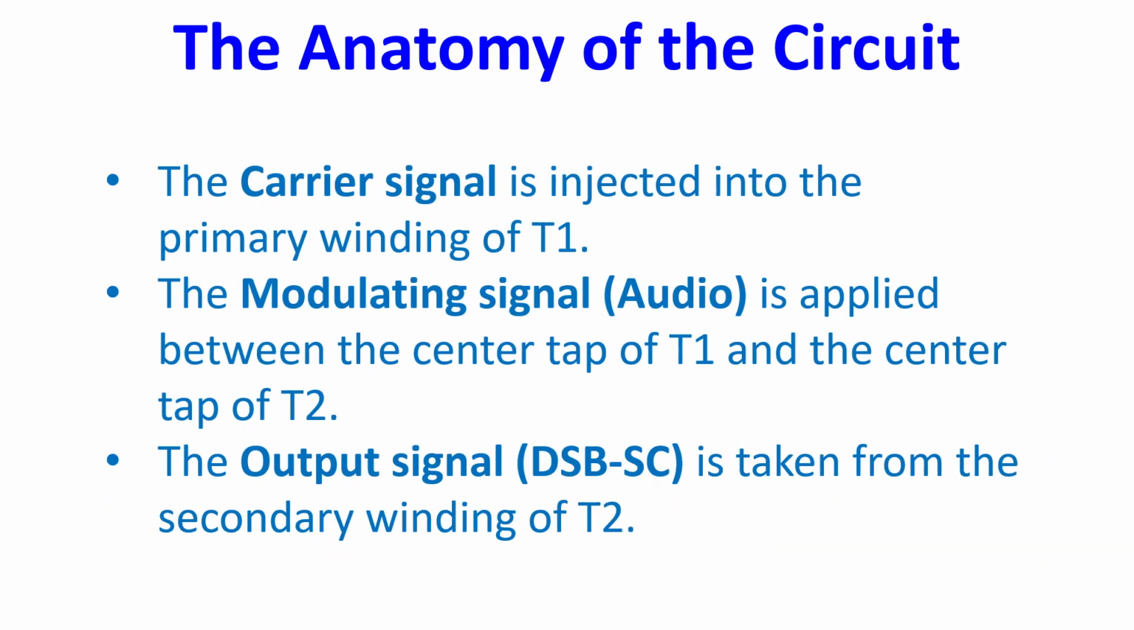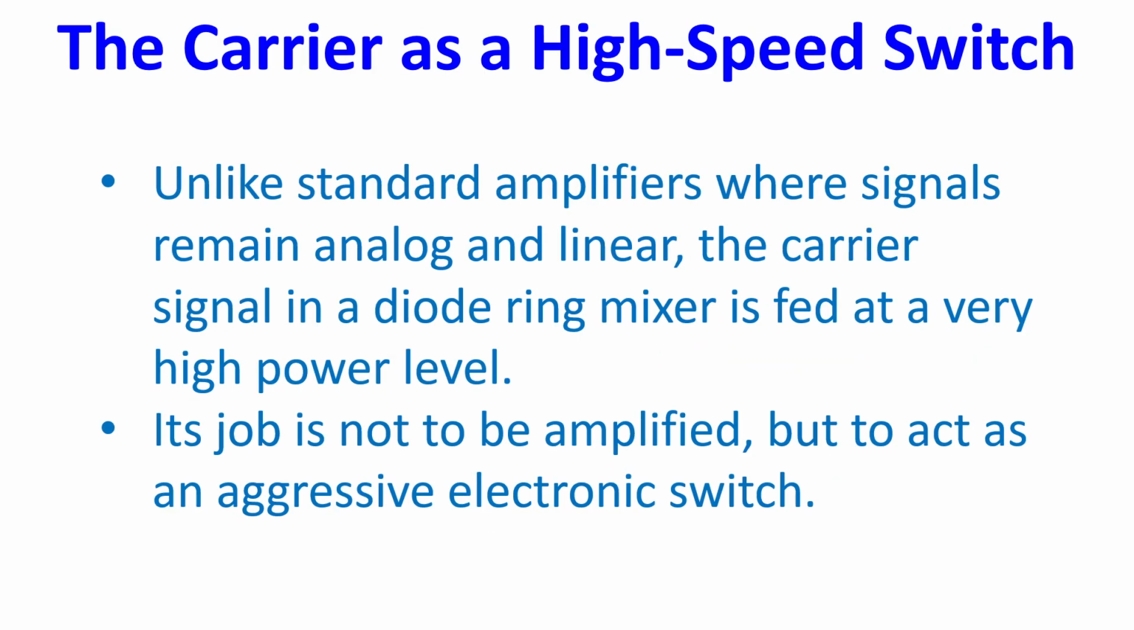The carrier signal is injected into the primary winding of T1. The modulating audio is applied between the center tap of T1 and the center tap of T2. Output signal, that is the double sideband suppressed carrier, is taken from the secondary winding of T2. Unlike standard amplifiers where signals remain analog and linear, the carrier signal in a diode ring mixer is fed at a very high power level. Its job is not to be amplified, but to act as an aggressive electronic switch.